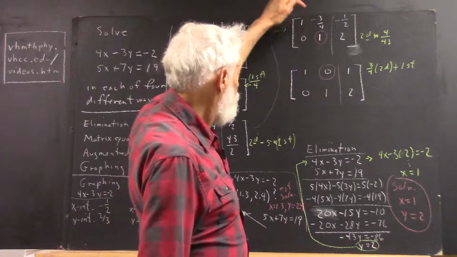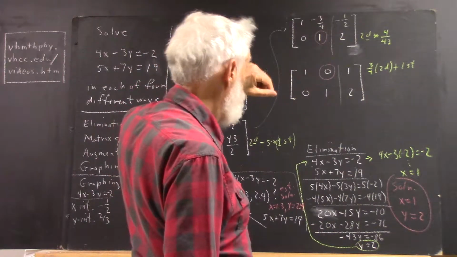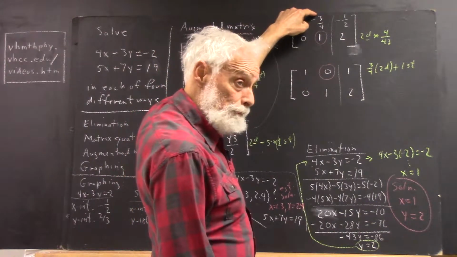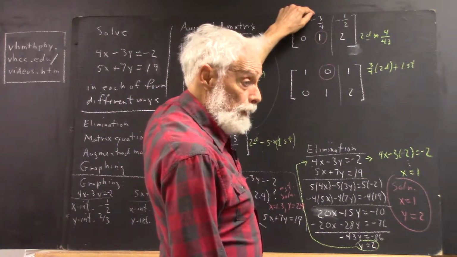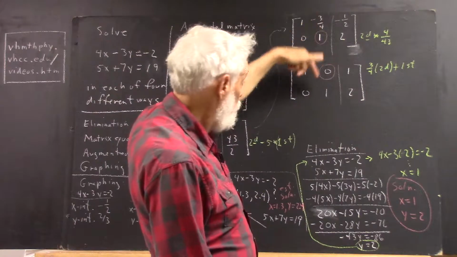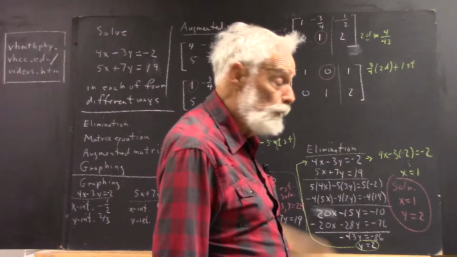And we're going to eliminate that negative 3/4. Okay, well, pretty easy to do that. You just take 3/4 of this row and add to this one. You'll have a 3/4 here and a negative 3/4 here. You're going to get 0. So we take 3/4 of the second row and add to the first.